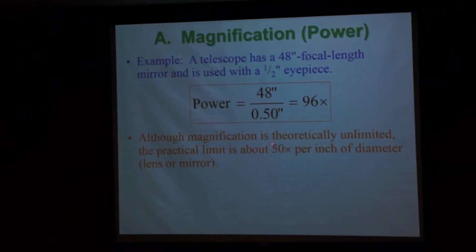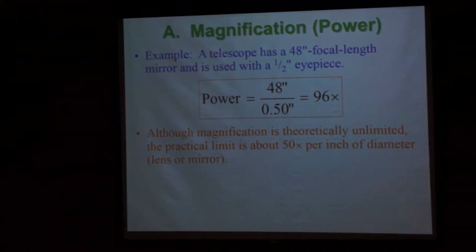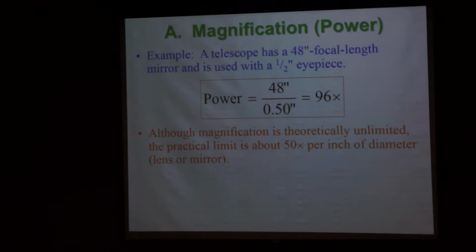The practical limit is about 50 power per inch of diameter, whether you've got a reflector or a refractor, 50 power per inch. You'd have to have a really big telescope to get up to 600 power using that rate. Here's an example. A 2 1/4 inch refractor, standard department store size, gives a maximum useful power of 2 1/4 times 50, or 113 power. Nowhere near the 600. The reason for that is you only have a certain amount of light to work with.